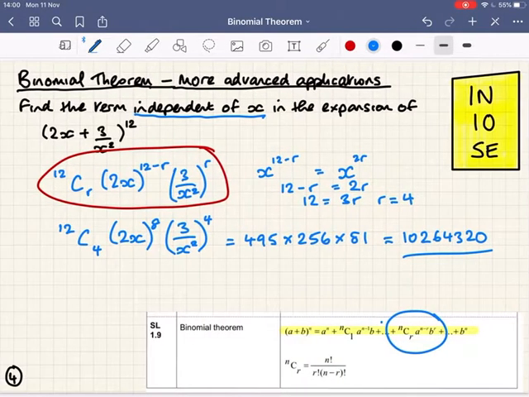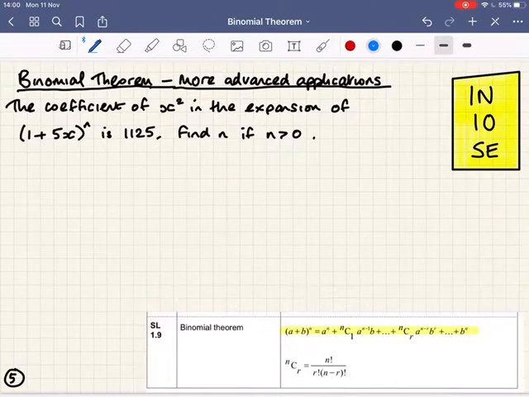Last question then on this little bank of questions is another working backwards question, and this requires the knowledge of factorial notation that I showed you in an earlier video. So if you're not comfortable with manipulating factorial notation, go back to that video and remind yourself before you try this question. But here we're asked to find the value of n. We don't know what this binomial has been raised to, but we know the coefficient of x squared is 1125. So what we can do is write down what we know.